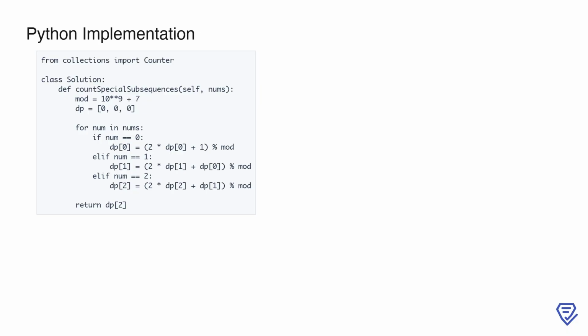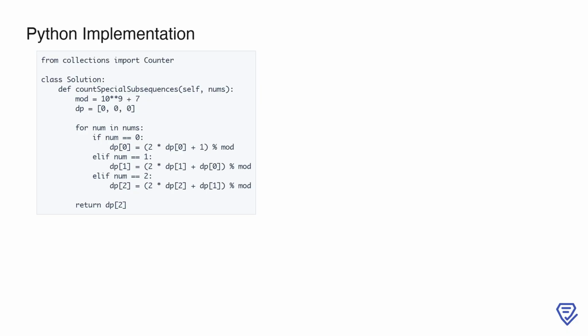1. If the current number is 0, all existing subsequences ending in 0 can either include this new 0 or not. Hence, the count of subsequences for 0 doubles, and we add 1 for the new single-element subsequence, 0. 2. If the number is 1, it can either extend subsequences ending in 0, forming new subsequences ending in 1, or not. Therefore, the count of subsequences for 1 doubles, and we add the current count of subsequences ending in 0.